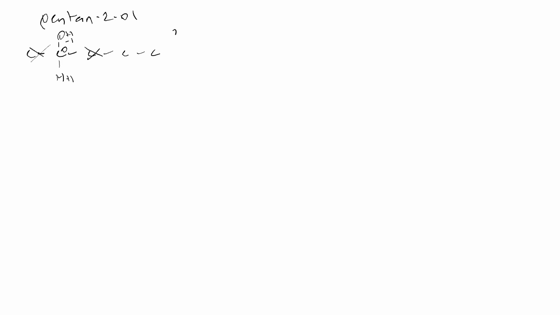Now, this is a secondary alcohol, so it's not going to go all the way and oxidize to a carboxylic acid. It's only going to produce a ketone. So we're going to produce pentan-2-one, because it's not on a terminal carbon. That's going to look like C.